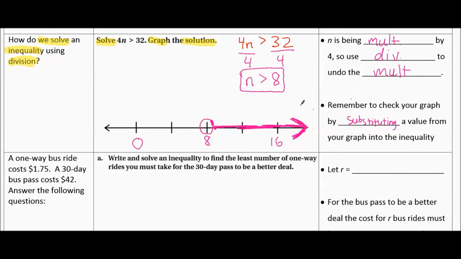A value from your graph into the inequality. That's what we did. We were substituting these into the inequality to check if they made the inequality true.